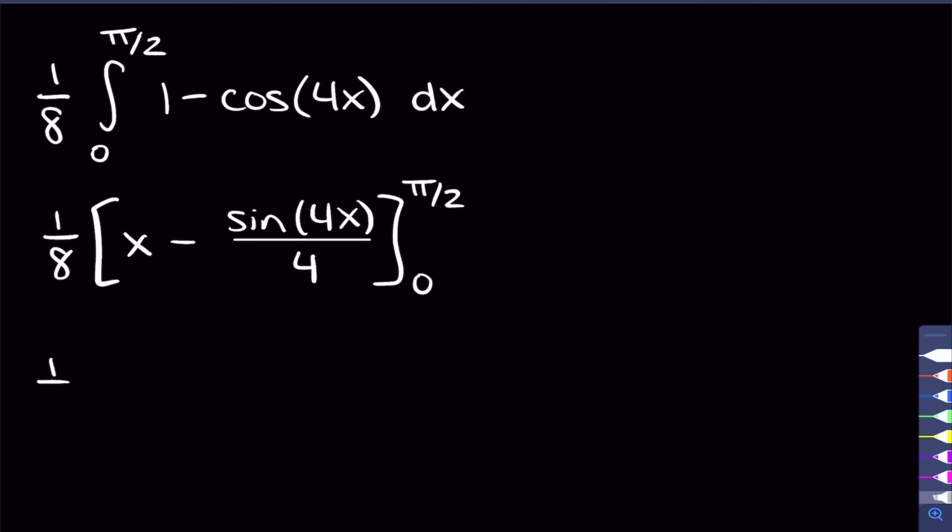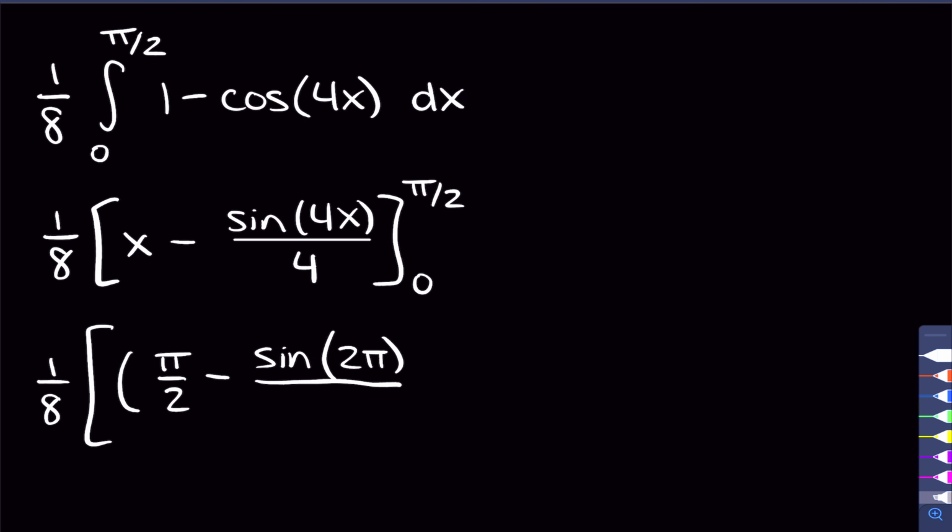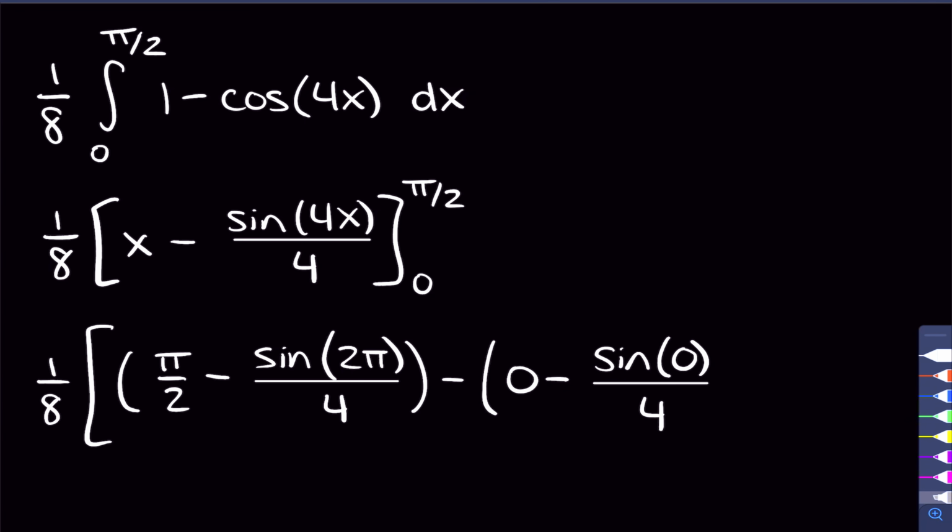So let's do this evaluation step now. First, we're going to plug in pi over 2 for x. When we do that, here we get pi over 2 minus sine of 4 times pi over 2. What is 4 times pi over 2? 4 times pi over 2 will be 2 pi. And that'll be over 4. Then you have minus, plug in 0. We get 0 minus sine of 4 times 0, which is just 0. And that's over 4.